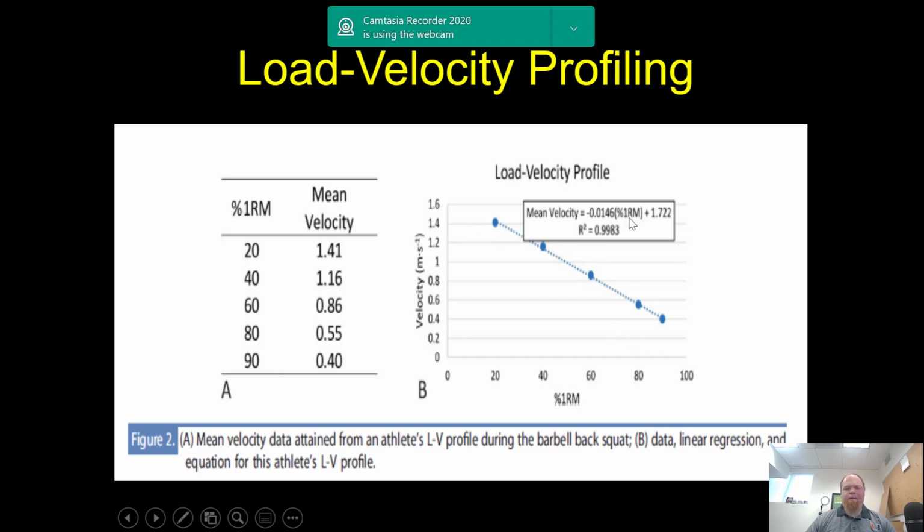So now I could just go in and throw in whatever percentage. So let's say that I wanted him to move at 75%. Well, I just go 75% times negative 0.0146 plus 1.722. And that's going to give me the velocity that he should be moving at. So whenever you do this and you set up that regression, you can throw everything in there and be as specific and dialed in as possible. Something that's pretty cool.